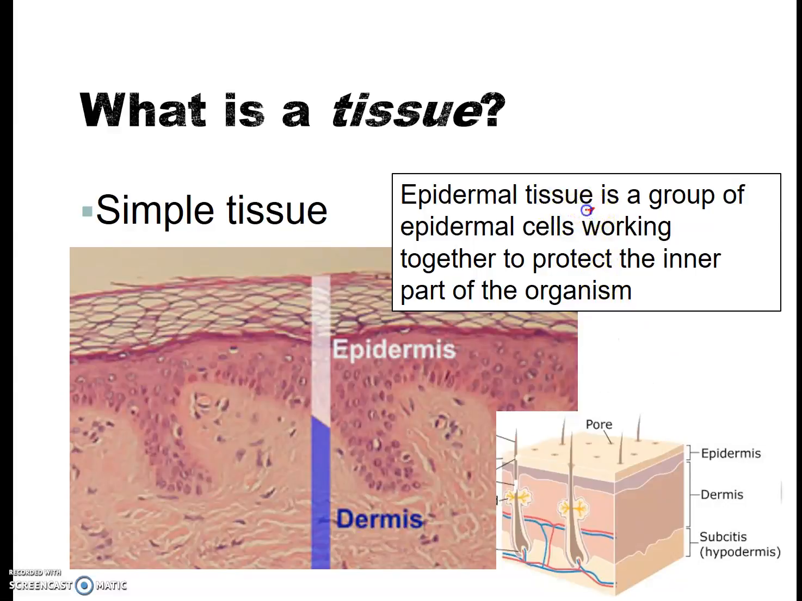Epidermal tissue is the tissue at the most surface of your skin, in the epidermis. This is a picture of your skin, and the top layer is called the epidermis. That's the epidermal tissue. If you look at the cells, they all look very alike. They're all epidermal cells working together to protect the inner part of the organism. That's what your skin basically does. We say this is a simple tissue because all the cells look roughly the same, similar or identical.